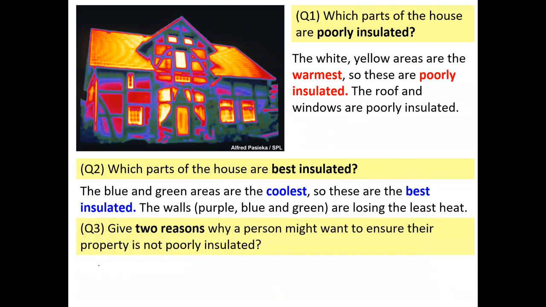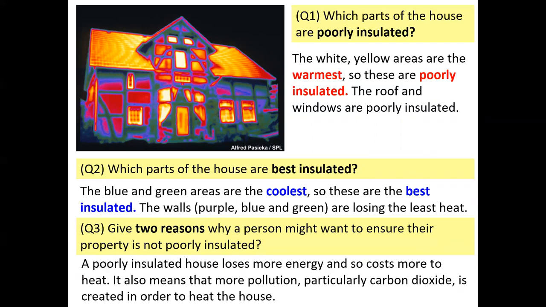Question three. Give two reasons why a person might want to ensure their property is not poorly insulated. Well, from an economic perspective, a poorly insulated house is going to lose more energy, and therefore it's going to cost that homeowner more money to heat. From an environmental perspective, it means that it will create more pollution, particularly carbon dioxide, in order to heat that house. Now, how does that work?